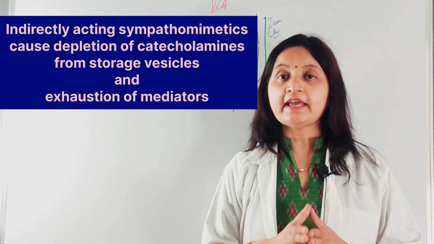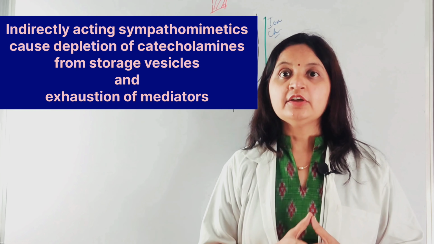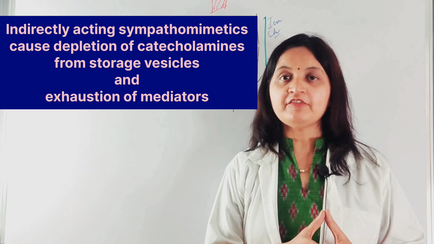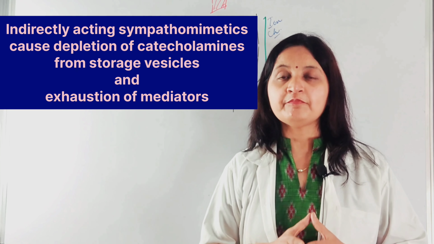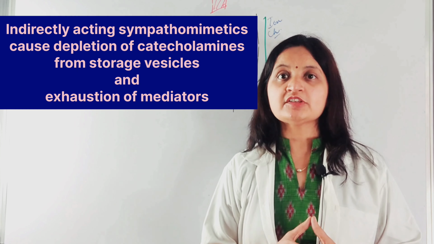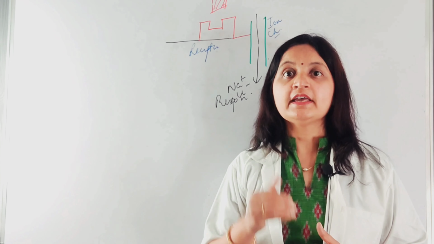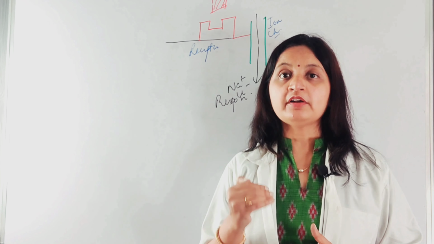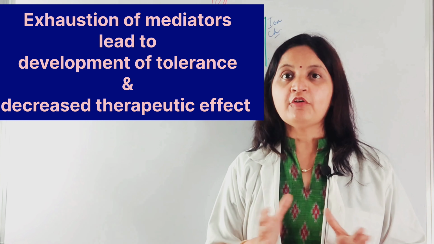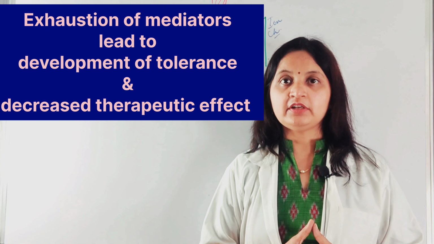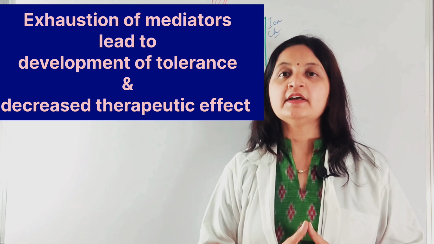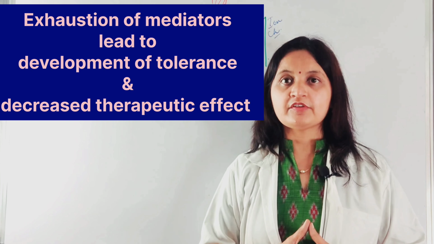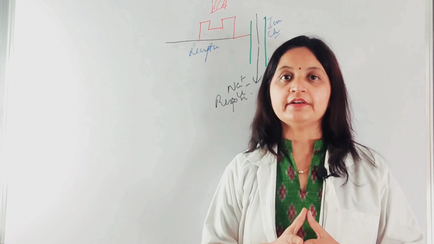The next point is exhaustion of mediators. We have learned that tachyphylaxis develops rapidly in case of sympathomimetic agents such as tyramine, ephedrine and amphetamine. This is due to exhaustion of mediators, as these agents cause rapid release of catecholamine stores from the nerve terminals, and these stores are not replenished, and therefore there is deficiency of catecholamine stores or exhaustion of these mediators. This leads to a reduction in therapeutic response and development of tolerance.